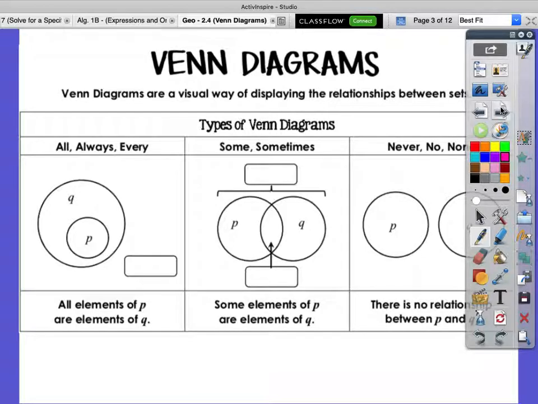Okay, so we're in section 2.4 there for Venn diagrams. Sorry about that. Forgiven. Okay.